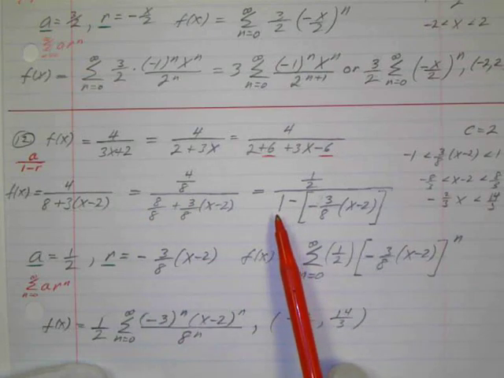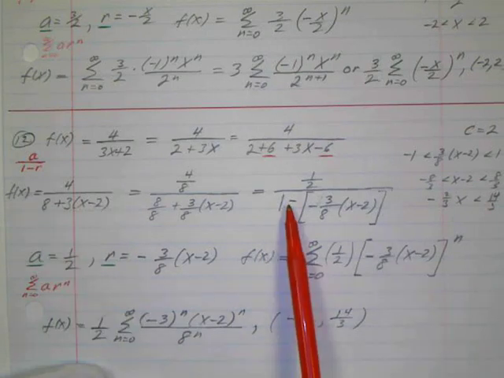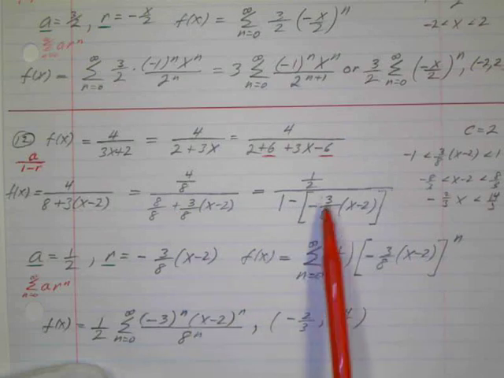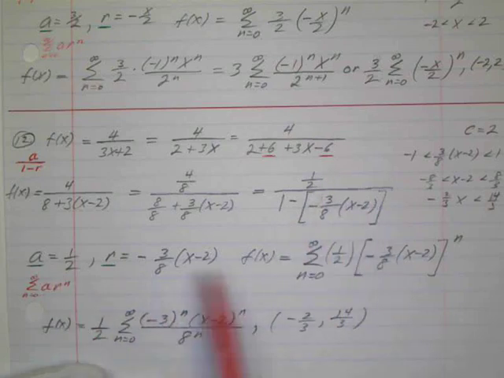And then I want this to be minus r. So make this negative and negative, that's going to make this positive, it breaks up into 2 negatives. And 3 over 8, x minus 2, and this is my r, and there's my a. So there's my a, and there's my r.